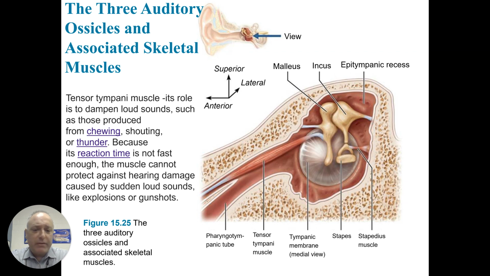So the tensor tympani muscle is attached to the malleus, where it dampens the sound. It is pulled away from the incus so that there's no longer transduction of this wave. There's also a stapedius muscle connected to the stapes that has a similar action. When it is contracted, it will dampen the sound that comes in the ear.